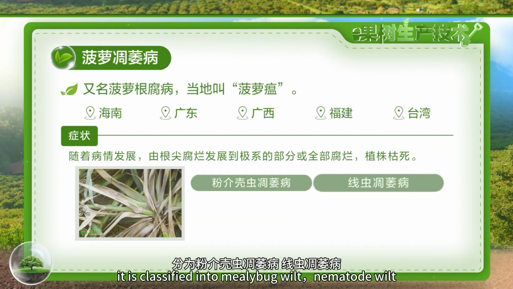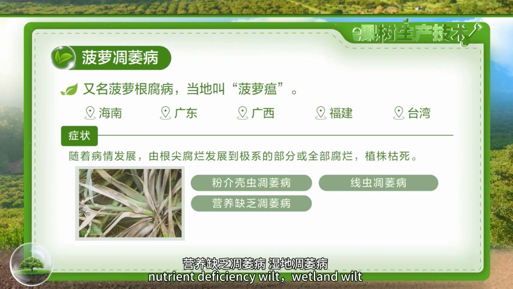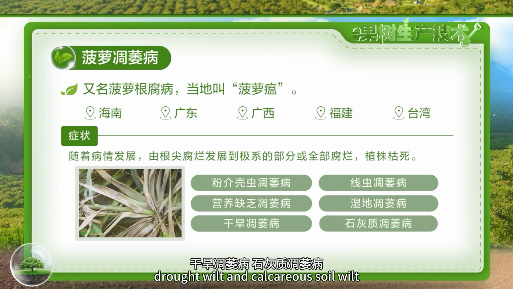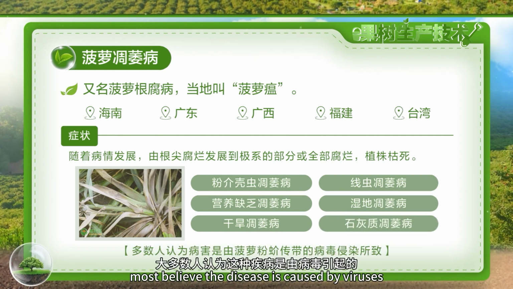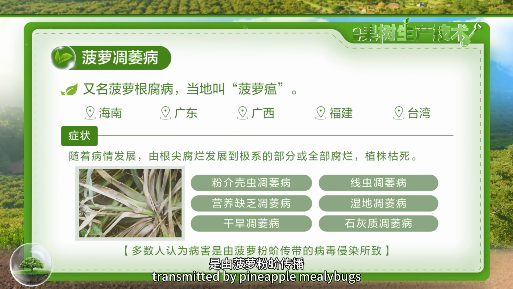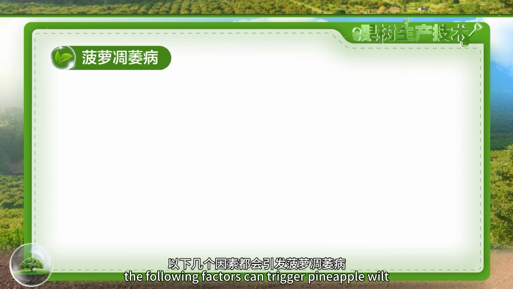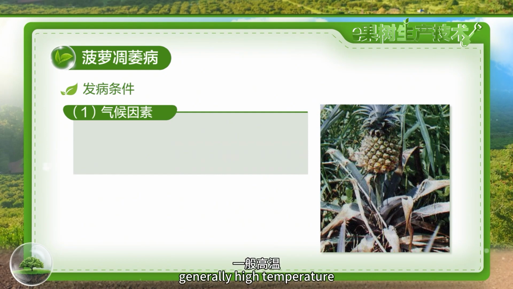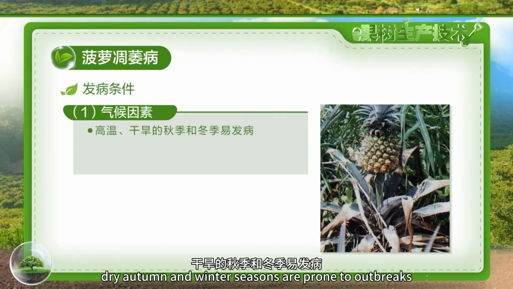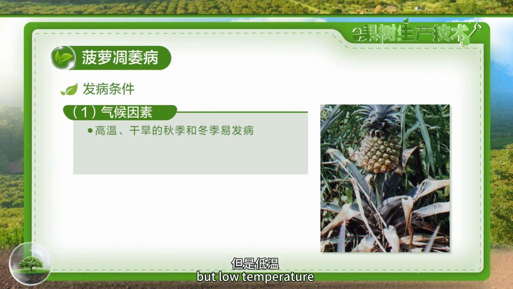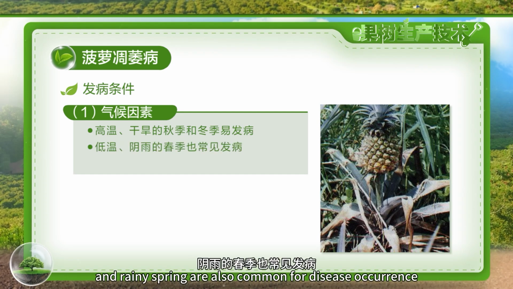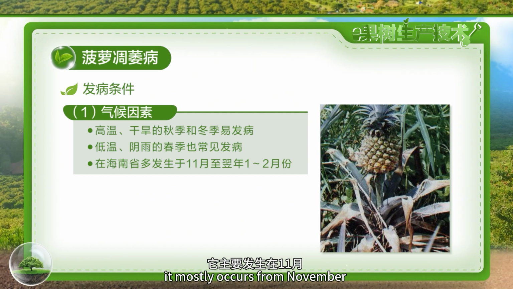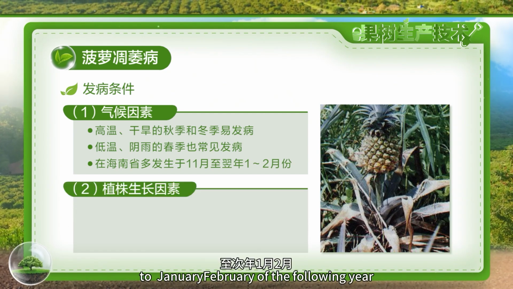It is classified into mealybug wilt, nematode wilt, nutrient deficiency wilt, wetland wilt, drought wilt, and calcareous soil wilt. Most believe the disease is caused by viruses transmitted by pineapple mealybugs. The following factors can trigger pineapple wilt. 1. Climatic factors. Generally high temperature. Dry autumn and winter seasons are prone to outbreaks, but low temperature and rainy spring are also common for disease occurrence. In Hainan province, it mostly occurs from November to January-February of the following year.